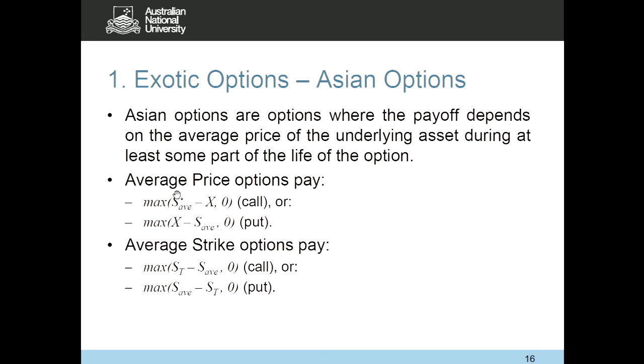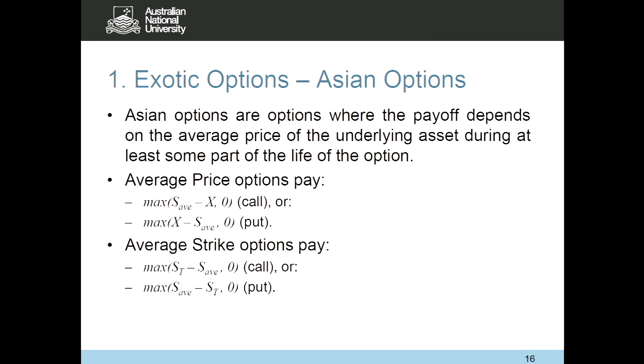So let me say this again. Instead of using the final spot price minus the strike price, what you do is you take an average of the spot price during a certain period of time over the life of this option. Then you're using that average price to work out the payoff. Okay? And similarly with a put price option, what you do is you take the strike price minus the average spot price of the underlying asset. And that is going to be your payoff for the Asian price put option.